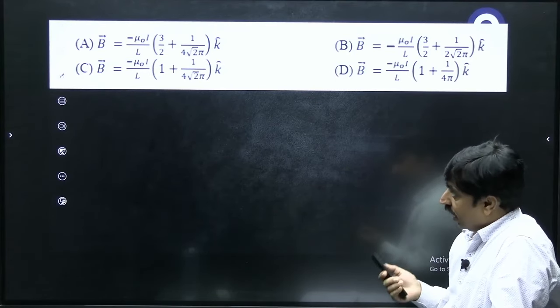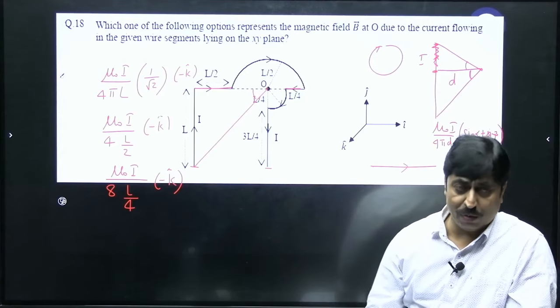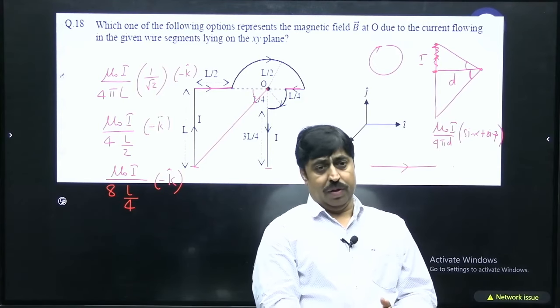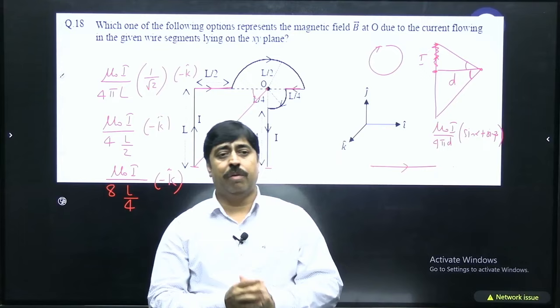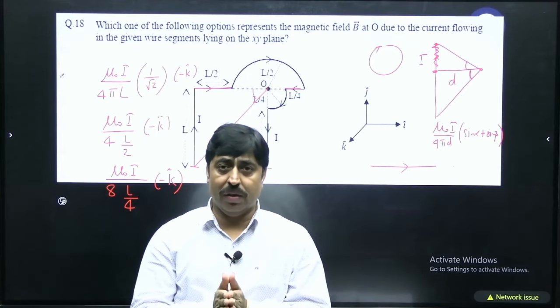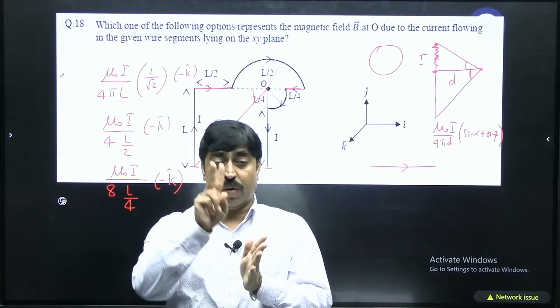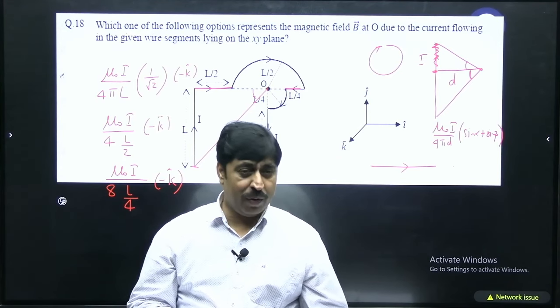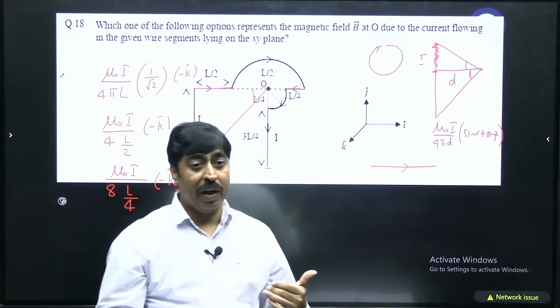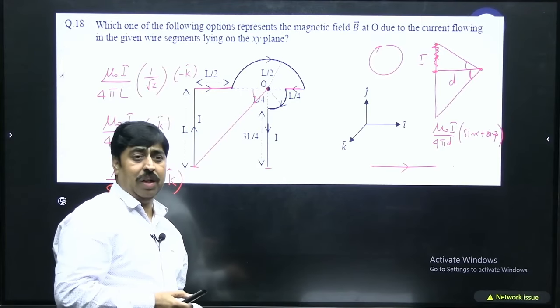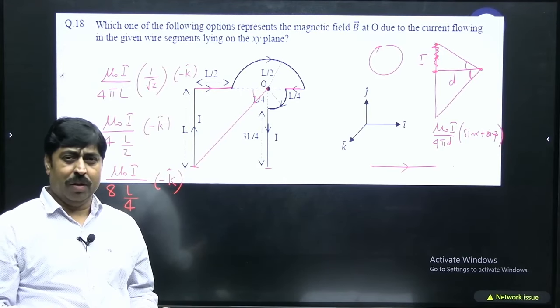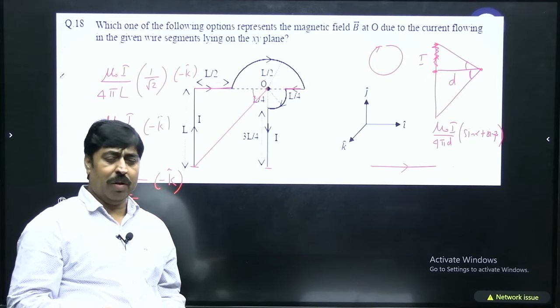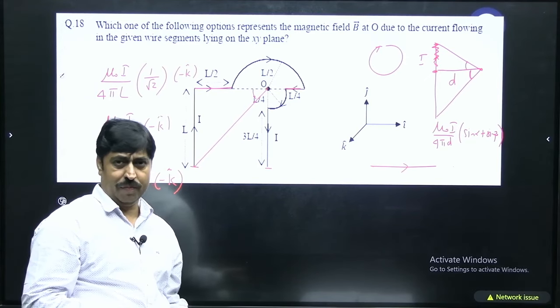So, this was the last question. The 18th question was the last question in the physics paper of JEE Advanced 2022, second paper of 2022. So, let us count back how many easy questions there were that we could have solved if we are thorough with our syllabus.